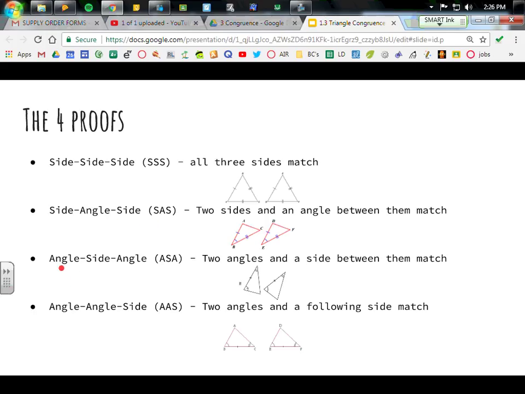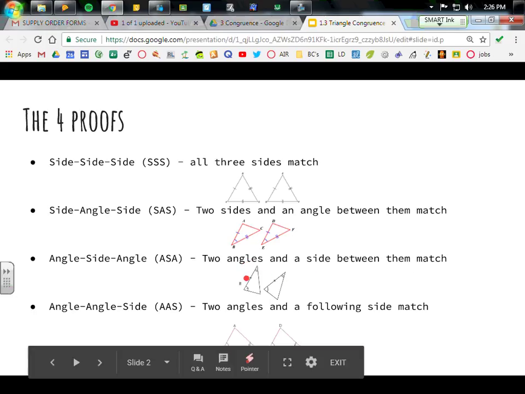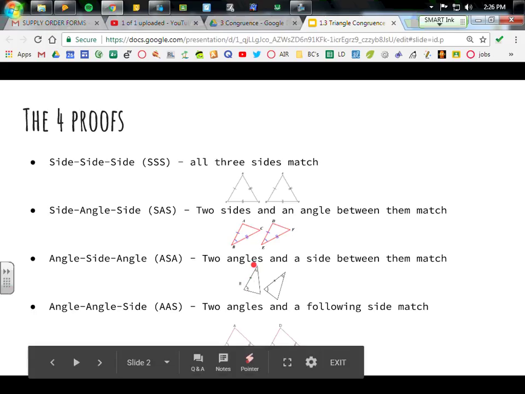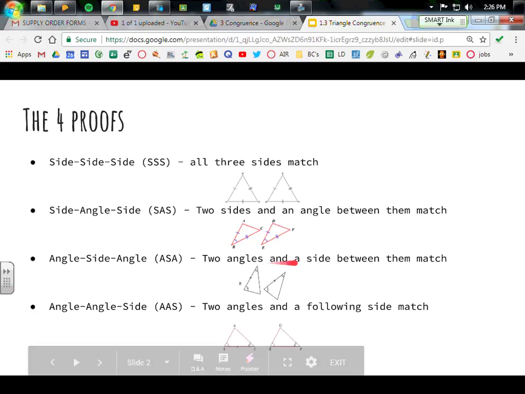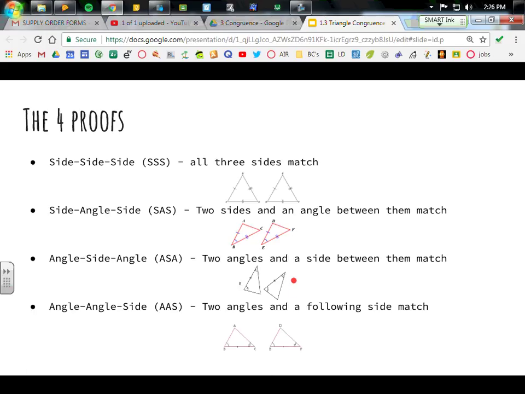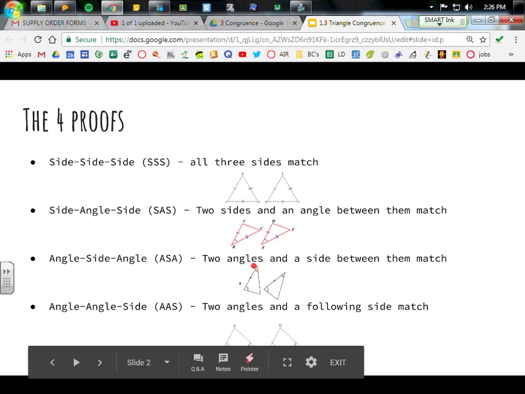Our third proof is angle, side, angle. Now once again, the order is important here. Angle, side, angle. So we have 2 angles and a side between them that match. All right, these are really kind of hard to see, but this triangle has this side identified, and it matches with the side of this triangle. This angle matches this angle, and then this angle matches up with this angle. All right, angle, side, angle.